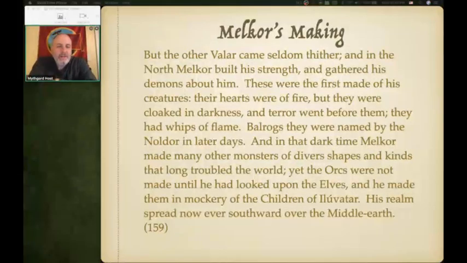But the other Valar came seldom thither, and in the north Melkor built his strength and gathered his demons about him. These were the first made of his creatures. Their hearts were of fire, but they were cloaked in darkness, and terror went before them. They had whips of flame. Balrogs they were named by the Noldor in later days. And in that dark time Melkor made many other monsters of divers shapes and kinds that long troubled the world. Yet the orcs were not made until he had looked upon the elves, and he made them in mockery of the children of Ilúvatar. His realm spread now ever southward over the Middle Earth.